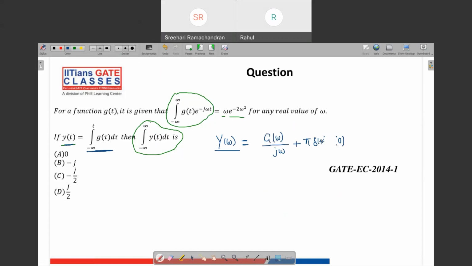So it will be G of omega and G of 0. Now what is G of omega? G of omega is equal to omega e to the power minus 2 omega square, divided by j omega, and this second term will become 0. Why will this term become 0? Because you have a term G of 0, and this is G of omega. When you put omega equal to 0 here, this complete term is going to become 0. So this term is gone. Now this omega and this omega will cancel out each other, and you will be left with e to the power minus 2 omega square divided by j.